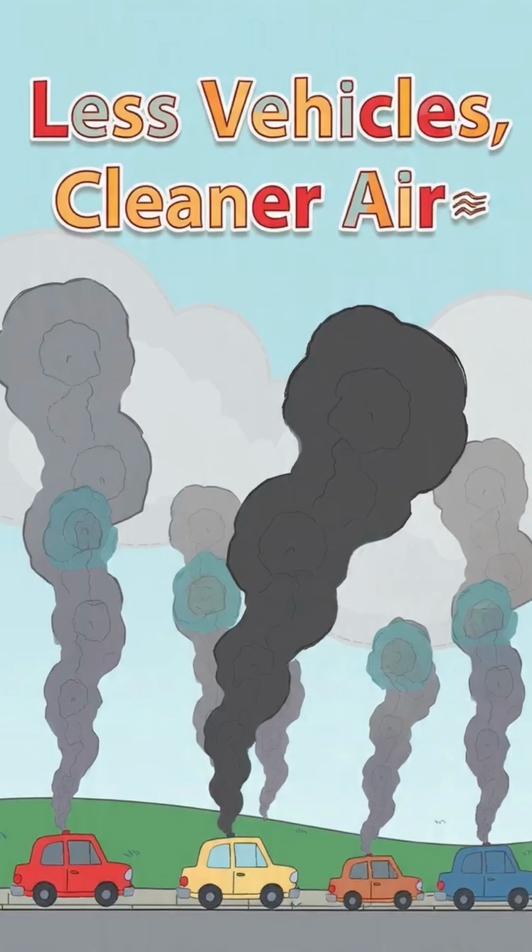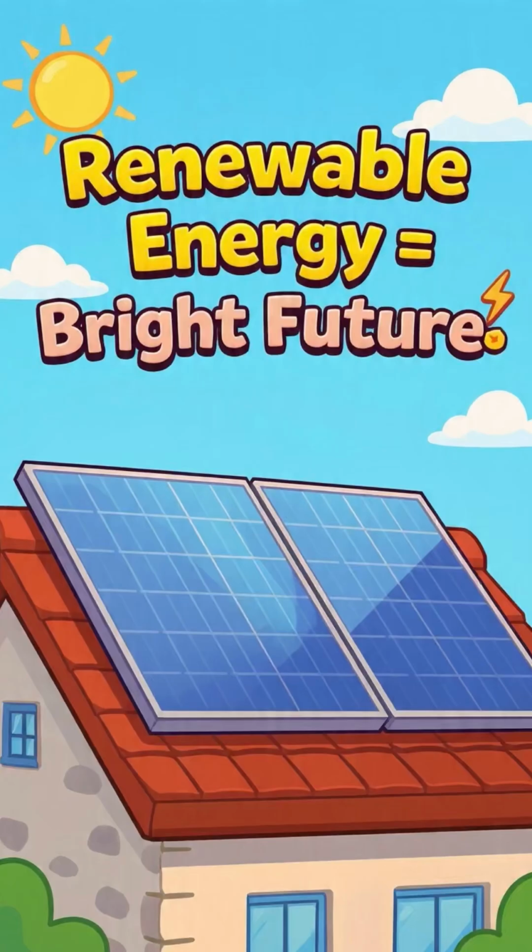Renewable energy is the bright future. Renewable energy comes from natural sources that do not run out, like sunlight, wind, and water. Solar panels, wind turbines, and hydroelectric dams generate electricity without releasing harmful pollutants. Adopting renewable energy reduces dependency on fossil fuels and helps mitigate climate change.